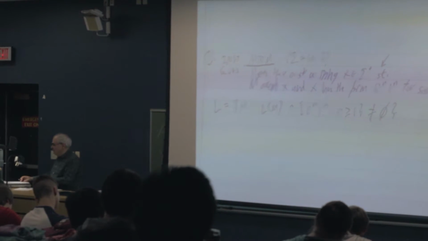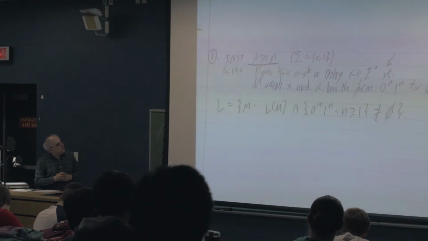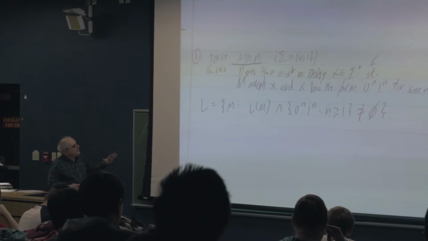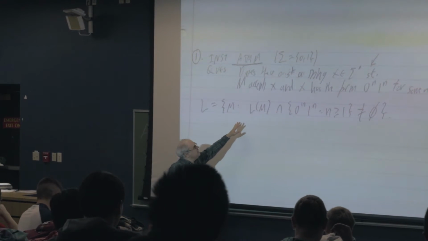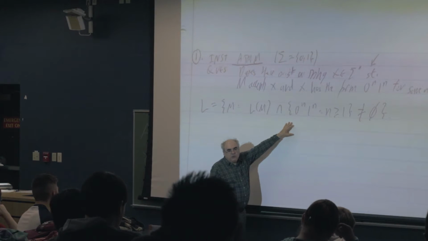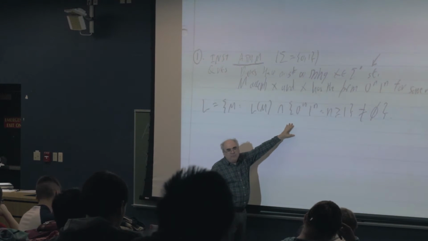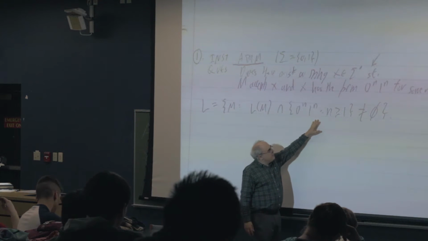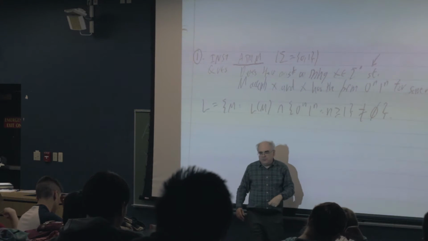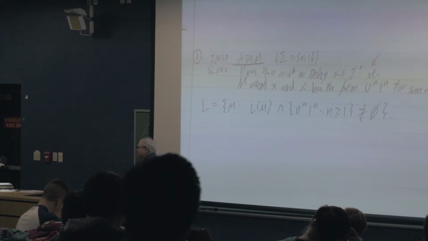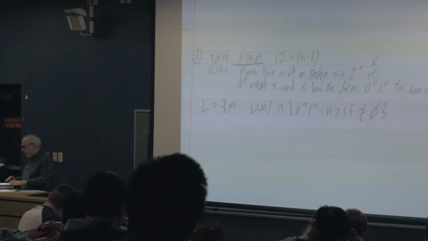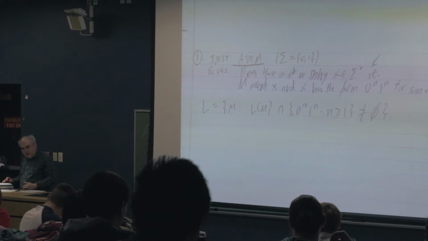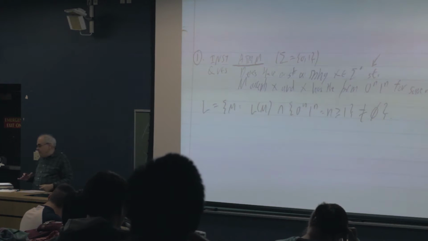Okay. So, nice thing to review is that saying that a language includes at least one of something is the same as the language intersecting the set of somethings being non-empty. So that was the formalization, and now we want to prove this is undecidable.